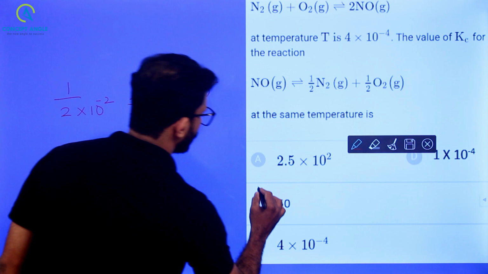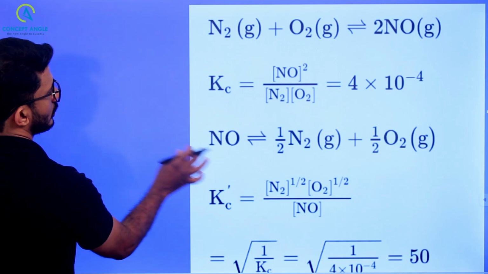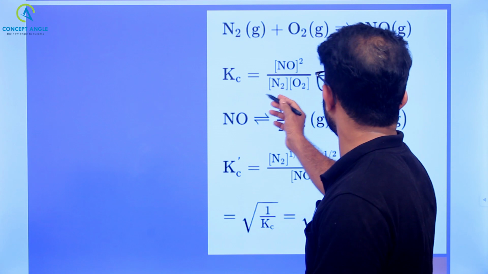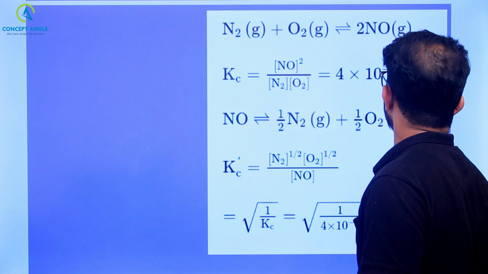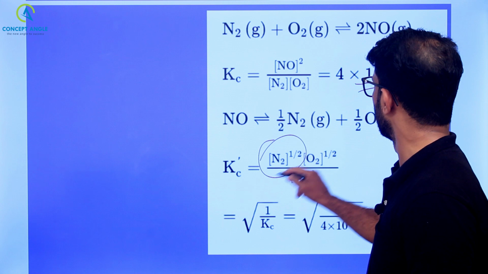Okay, let's move to the next question. This is the detailed explanation. Kc is equal to NO raised to 2 over N2 into O2, 4 into 10 raised to minus 4. And it is reversed, K dash C is root of 1 by Kc, that is equal to 50, which is the answer.